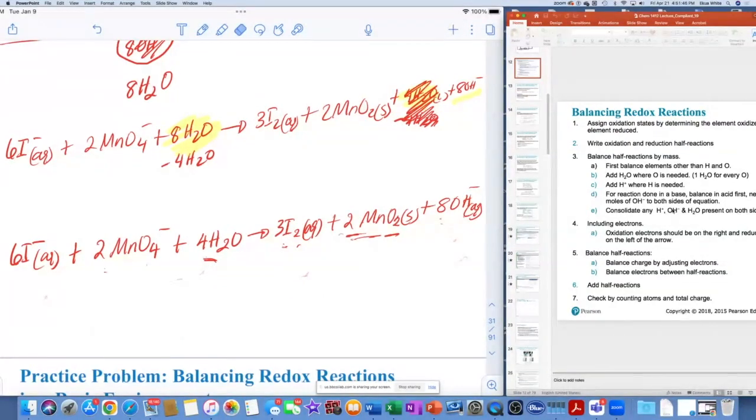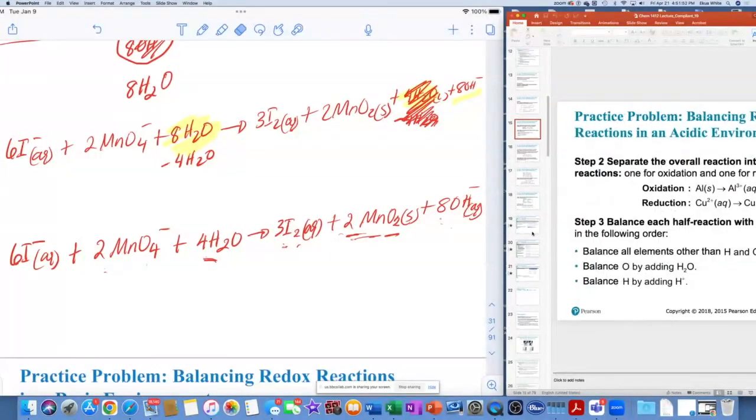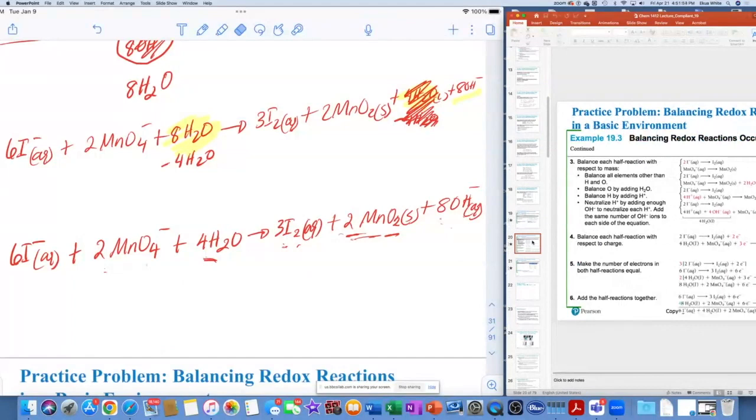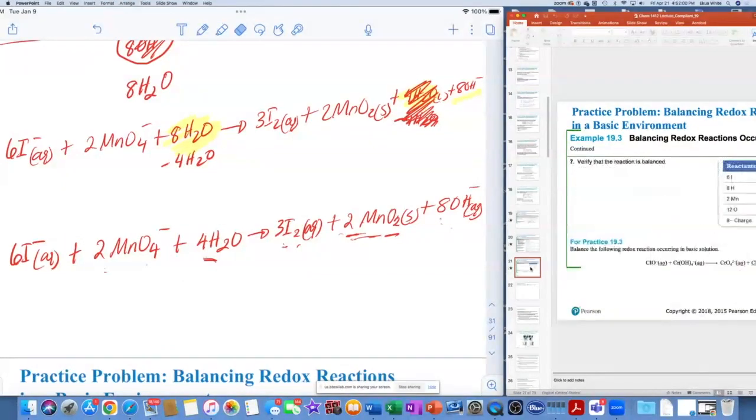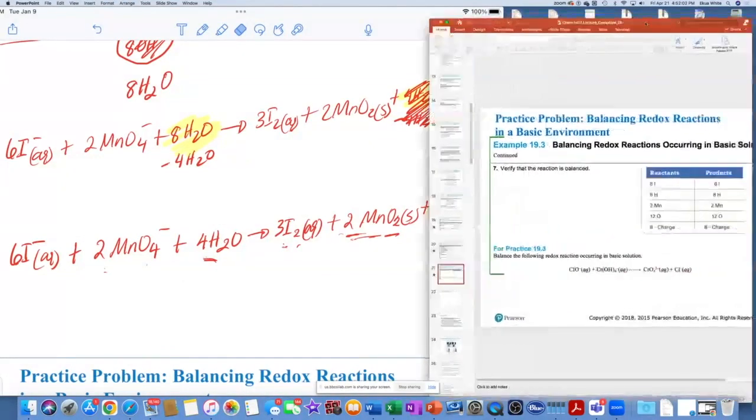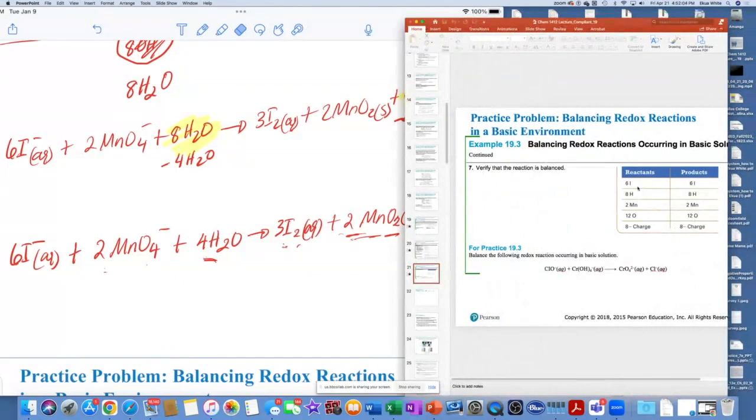I'm sorry, this is not so neat. Let me show you theirs. Theirs is so much neater than mine. Actually, maybe I can show it over here since it's the same slide. Yeah, this is theirs. Very organized. And they have it right here, so it shows the balance: 6 I's, 8 H's, 2 Mn's, 12 O's, and then you have the charge here. Okay.